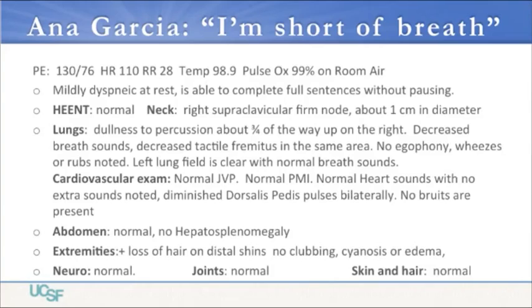Lungs show dullness to percussion about 3/4 of the way up on the right. There are decreased breath sounds, decreased tactile fremitus in the same area. There is no egophony, no wheezing or rubs noted, and the left lung field is clear with normal breath sounds. Cardiovascular exam shows a normal jugular venous pulsation and a normal PMI. Her heart sounds are normal with no extra sounds noted. She does have diminished dorsalis pedis pulses bilaterally, but no bruits are audible or present.